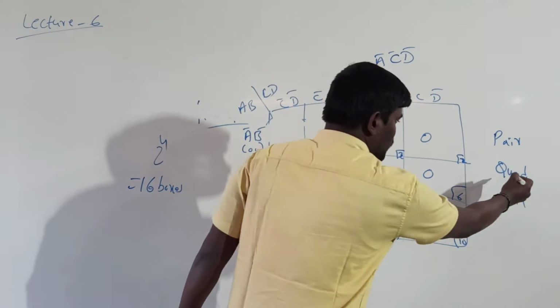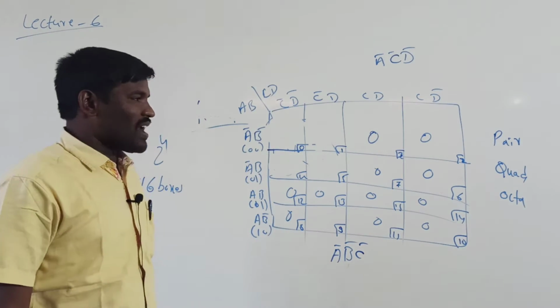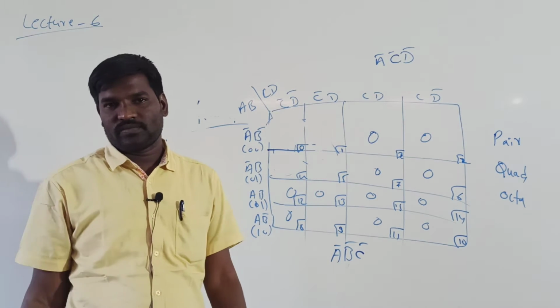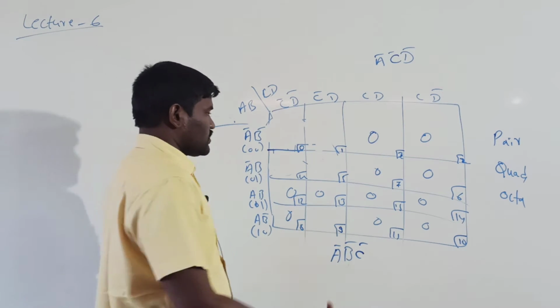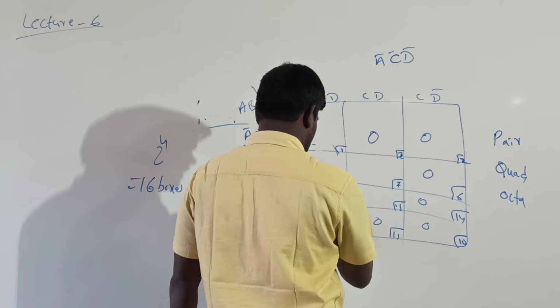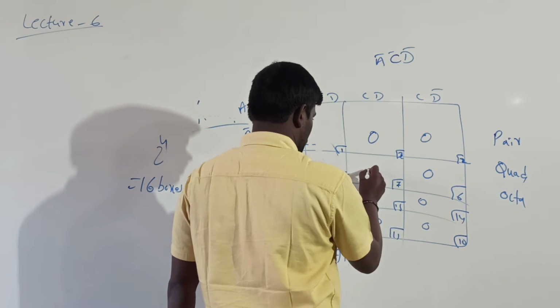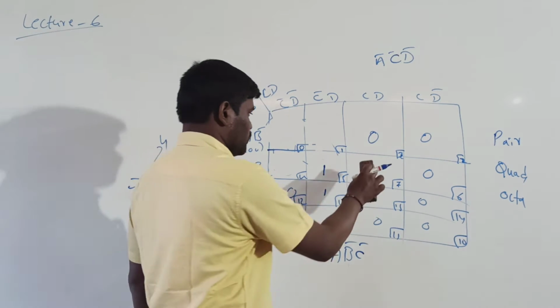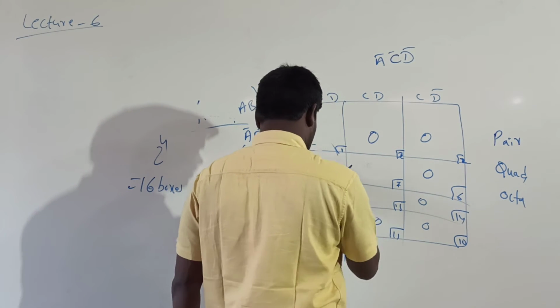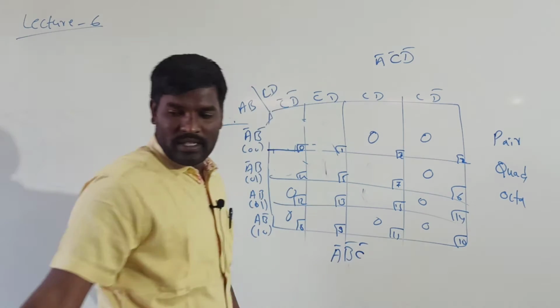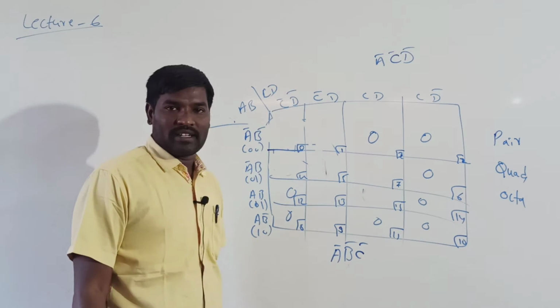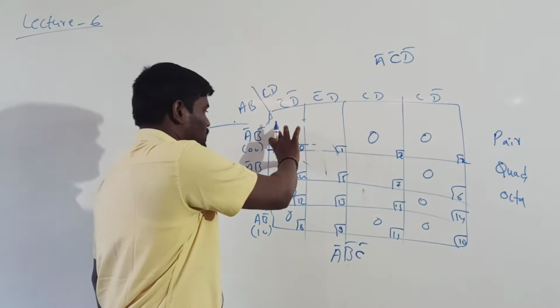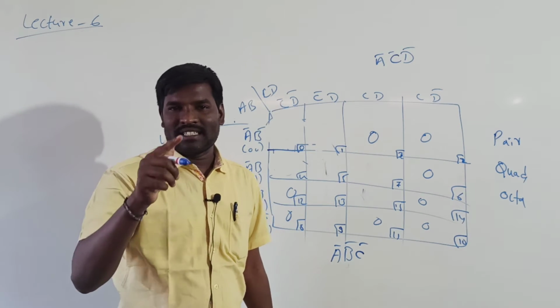So another one is quad. Quad means obviously 4. So just have to write numbers. See here, 1 1 1 1. Before quad, I have to solve one or two more examples for a pair. Either it may be horizontally or vertically, it is a pair.